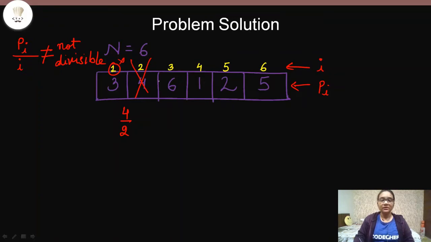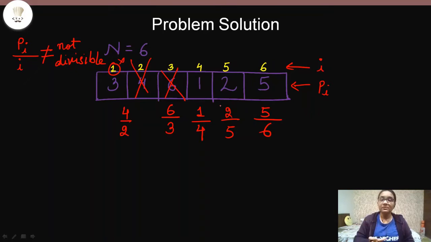Now let us see the third one. Here we have placed 6. Again, if you divide 6 by 3, then this is again divisible. So again we are for sure saying that this array is not an indivisible permutation. Now 1 divided by 4, this is not divisible. 2 divided by 5, this is also not divisible. 5 divided by 6, this is also not divisible, right? Now what can we observe here?